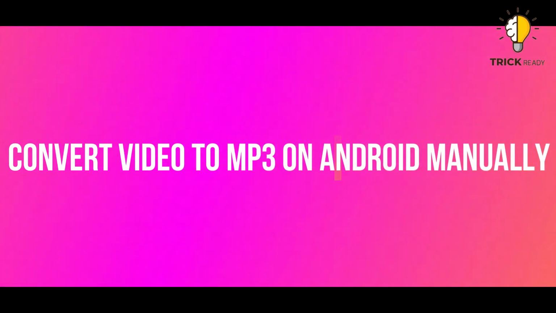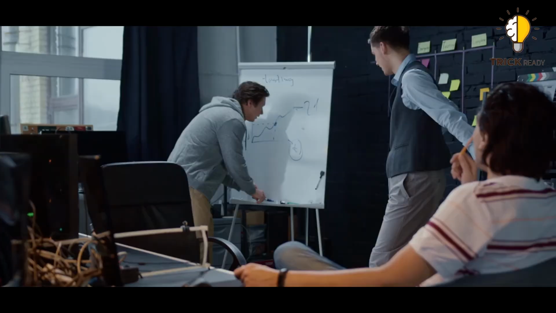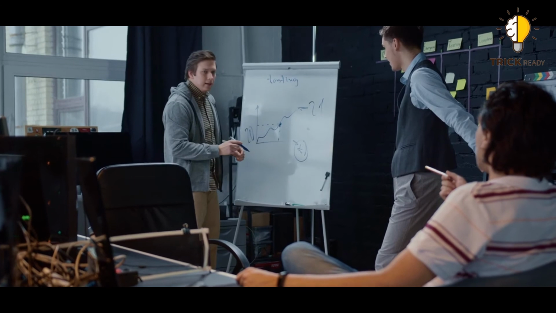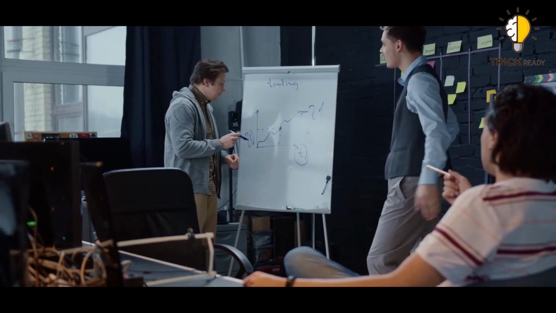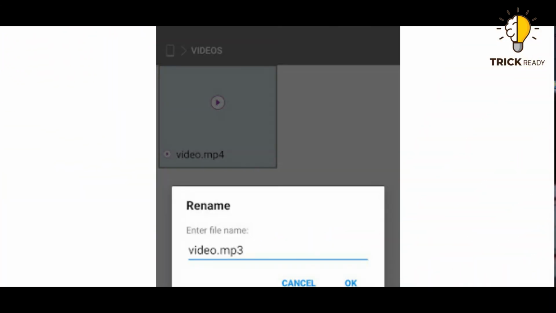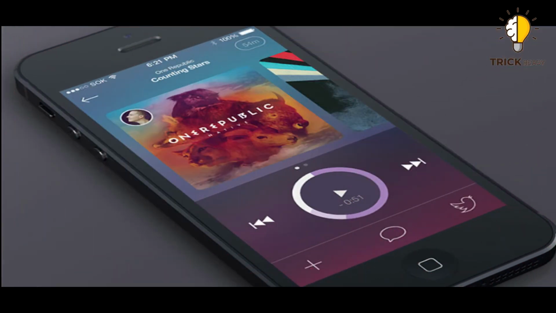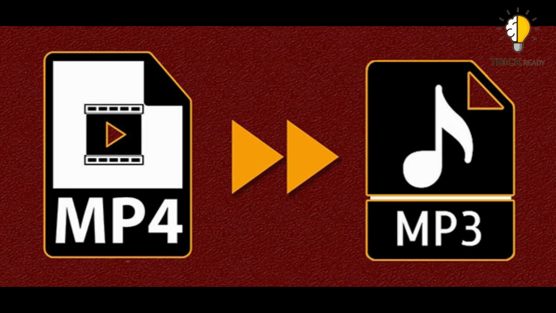Convert video to MP3 on Android manually. In this method, we will convert the video to MP3 audio manually by renaming the file. Please note that this is not the right way to convert the files, as you are just changing the format, so the media player apps that support MP3 will be able to play the audio part only. Another important thing is that the size of the file will not be changed.